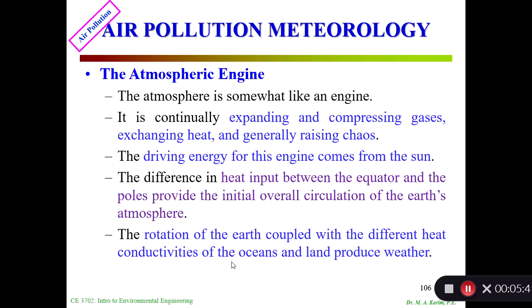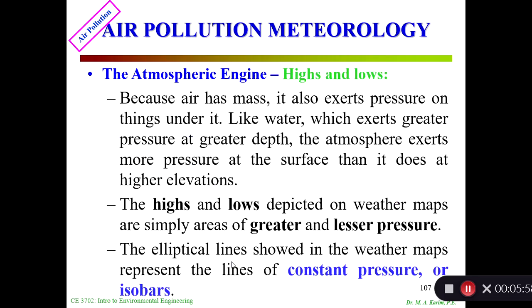The radiation of the Earth coupled with the different heat conductivities of the ocean and land produce weather. You know, the weather and the climate, right? So weather is every day, climate is per year, the average of, say, temperature and other things per year. Then highs and lows basically become the pressure, right? The highs and lows depicted on weather maps are simply areas of greater and lesser pressure.